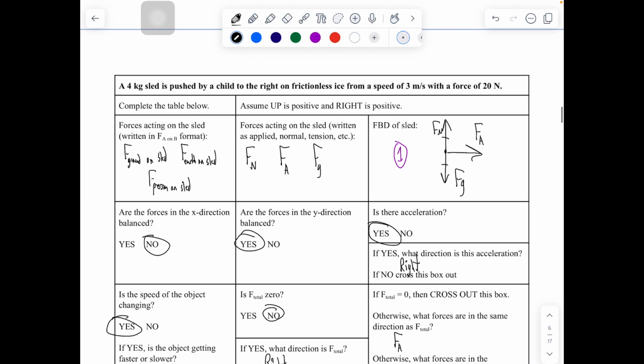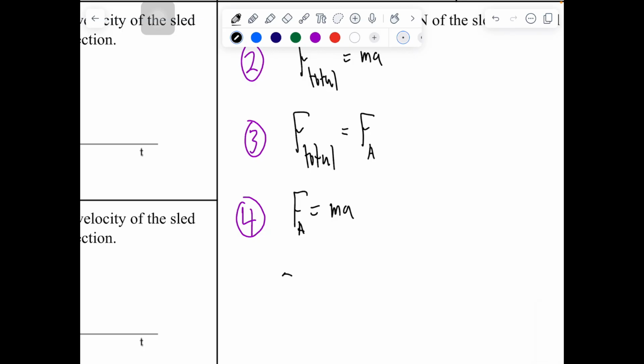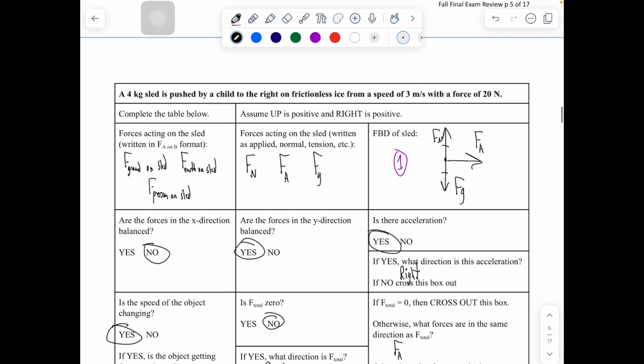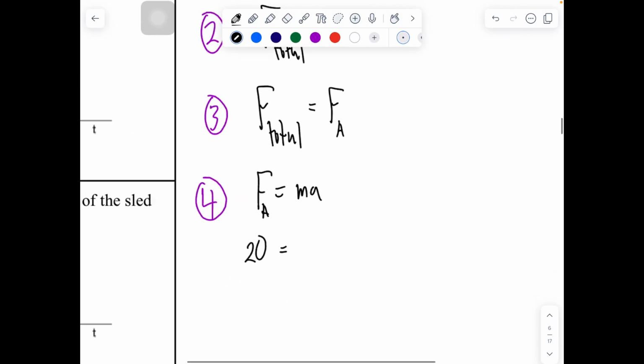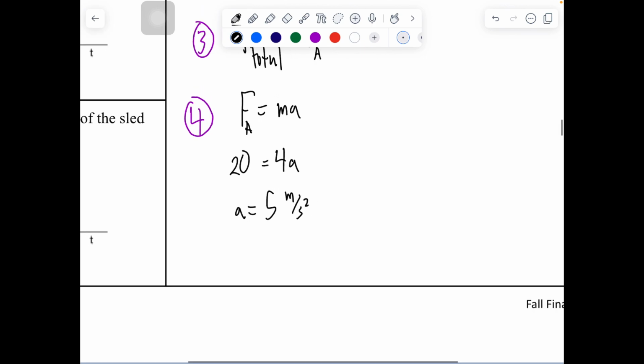We know from our problem the force is 20 newtons. That gives you the applied force. What else are we given? The mass, 4 kilograms. Plug that in. Solve for the acceleration by dividing both sides by 4. If we do that, we find, our acceleration, 20 divided by 4, is going to be 5 meters per second squared. We can be really specific.